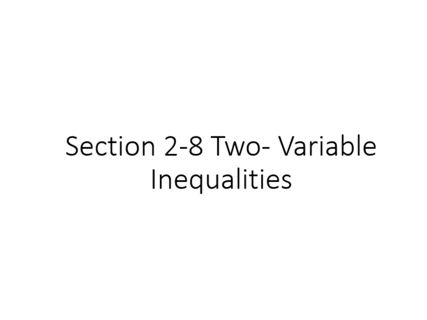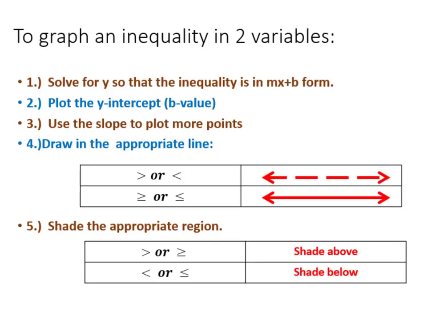In this video, you will learn about graphing two variable inequalities. First, let's review the steps for graphing inequalities with two variables. First, you're going to solve for y so that the inequality is in mx plus b form, or slope-intercept form. Then you're going to plot the y-intercept and use the slope to plot more points.